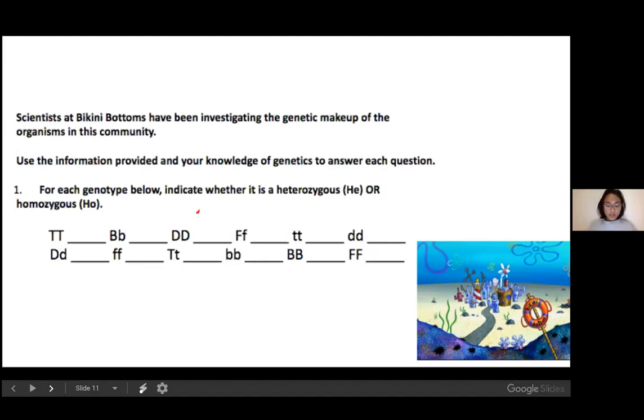Here we go. Big T, big T. These are the same two letters in the same capital way, so this is homozygous. Big B, little b, those are different, so they're heterozygous. Big D is the same, so that's homozygous. Go ahead and try big F, little f by yourself. You're right, that is heterozygous. What about little t, little t? You're right, that is totally homozygous because they're both small. And little d, little d, those are definitely homozygous because they're both small. We're going to skip the rest of them because I'm pretty sure you guys get it by now.